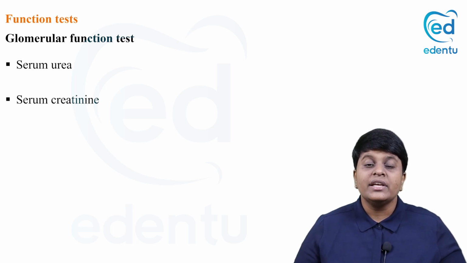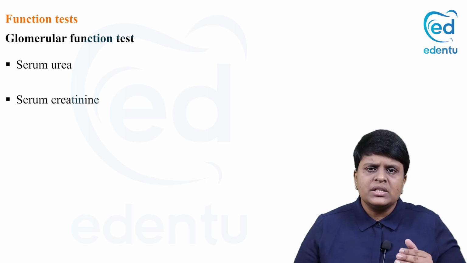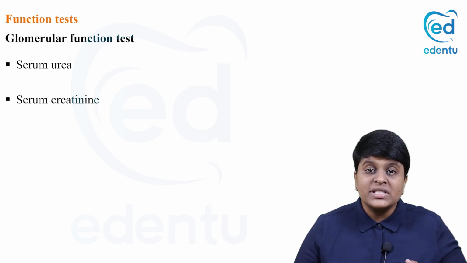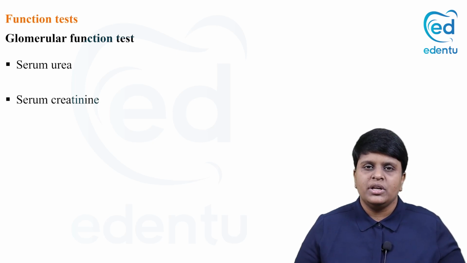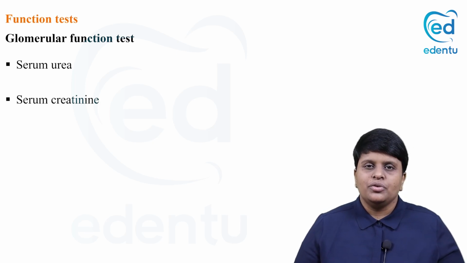Next, a more specific marker for kidney is the serum creatinine. The serum creatinine reference range differs among males and females very slightly because of the muscle mass. For males, it will be slightly higher, 0.7 to 1.4 milligrams per deciliter, and for females, slightly lower, 0.6 to 1.2 milligrams per deciliter. And creatinine levels are also elevated in case of muscular dystrophies.